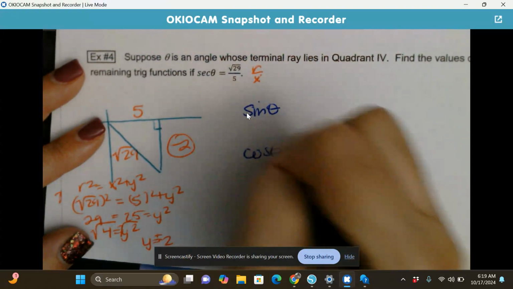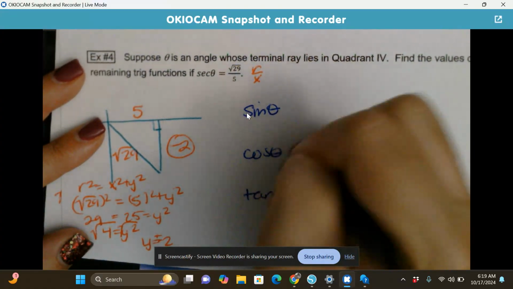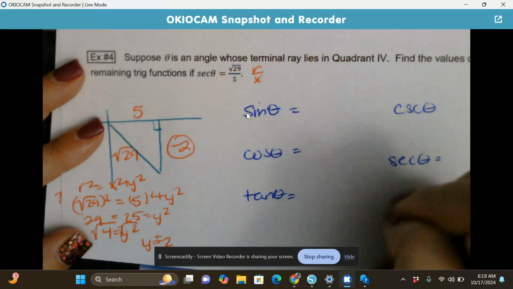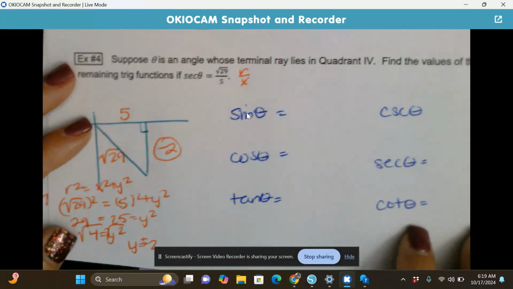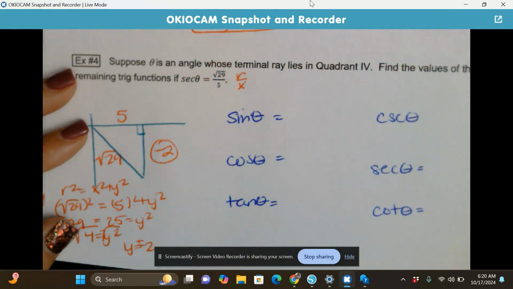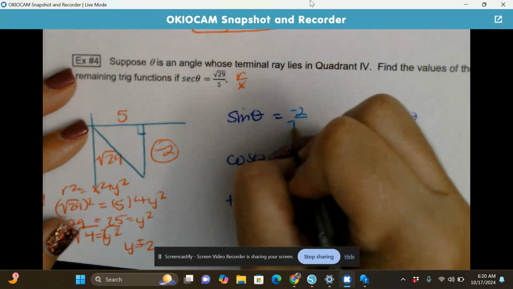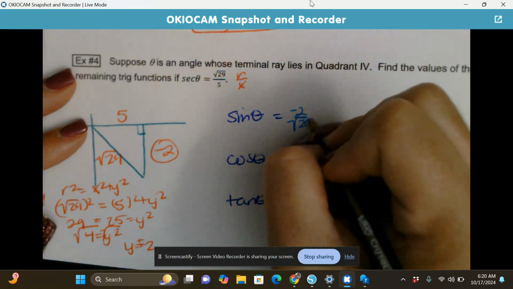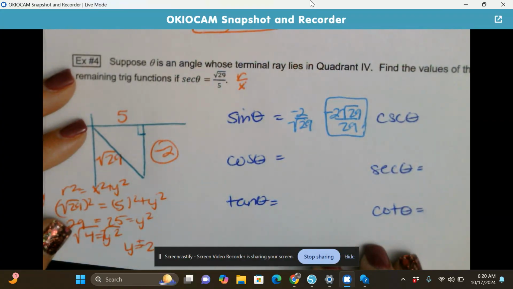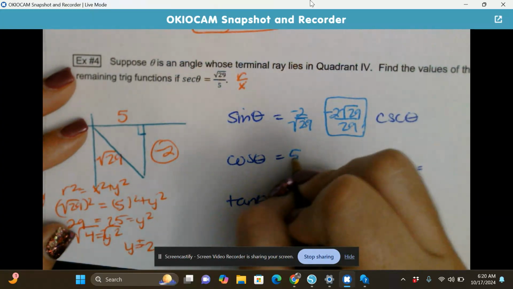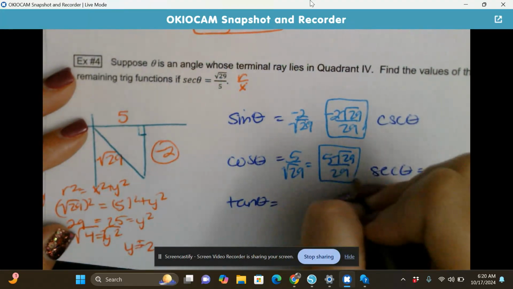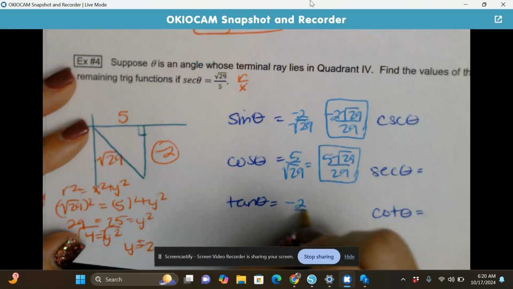Sine, cosine, tangent, cosecant, secant, which was already given to us, and cotangent. All right, so sine, y over r. So y is negative 2 over the square root of 29. And rationalize again, so negative 2 square root of 29 over 29. Cosine is 5 over the square root of 29, which is going to be 5 square root of 29 over 29. And then tangent is going to be negative 2 over 5.